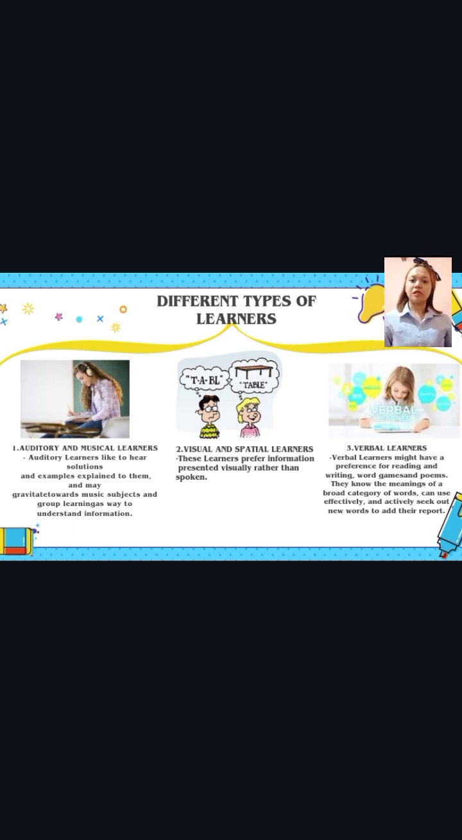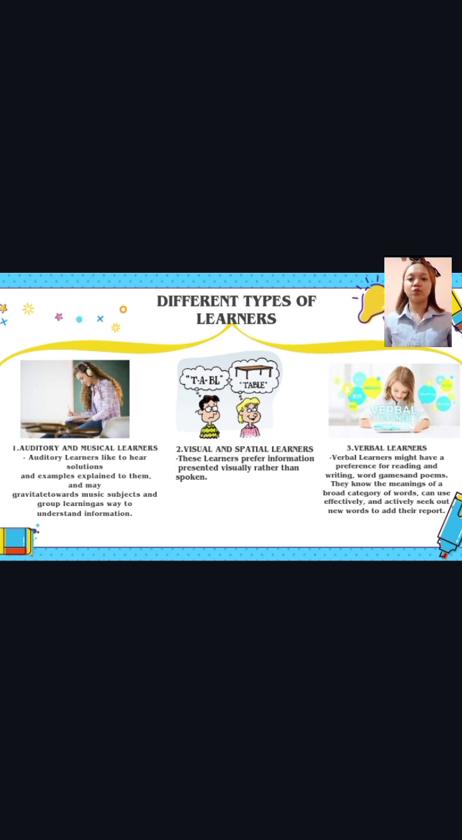First is the auditory and musical learners. These learners are most likely to participate in class. They like to hear solutions and examples explained to them. They also love music subjects. Anything in music, they like it. It is part of their studies or wants as a student.